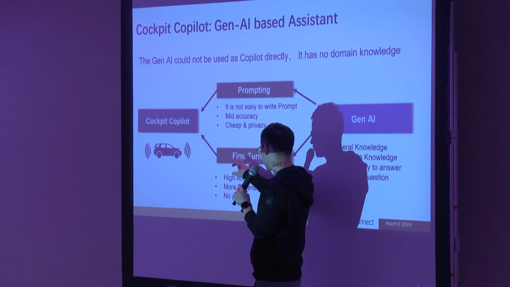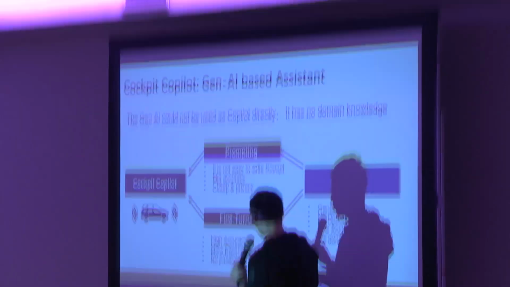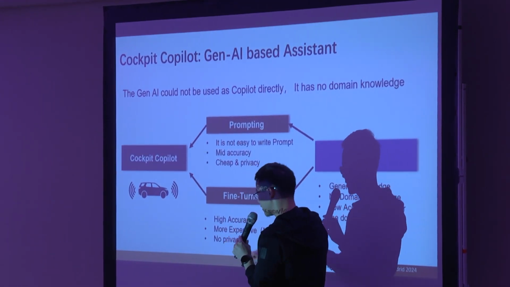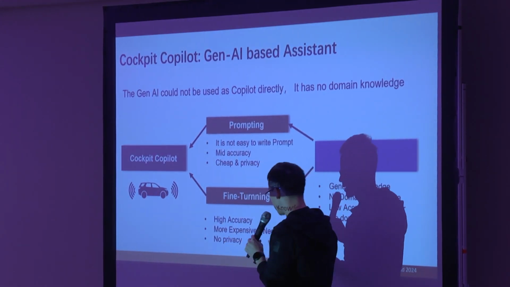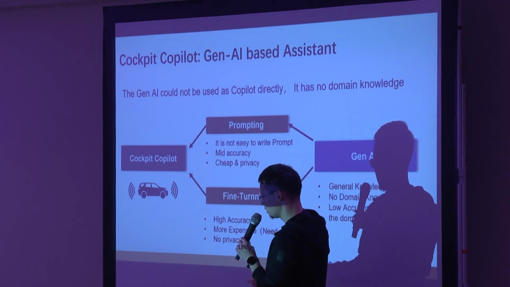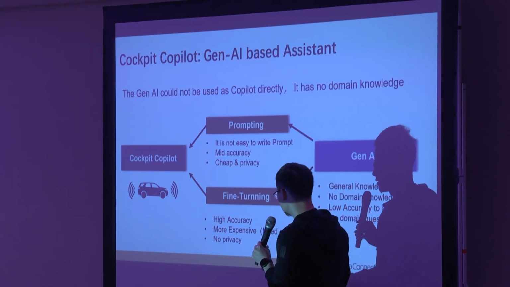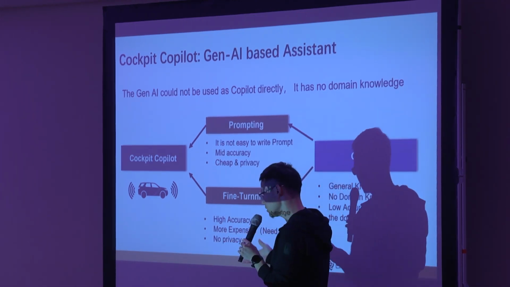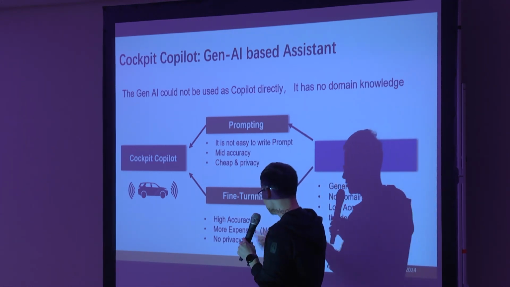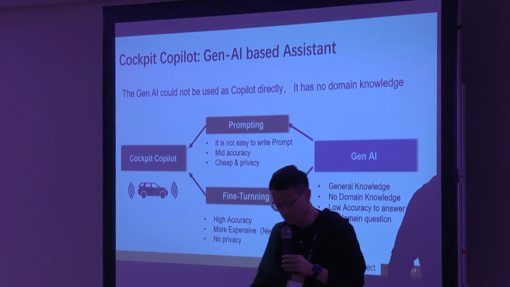But if you want to use fine-tuning to transfer the model to the copilot, you have 3 features. First, high accuracy. Fine-tuning the model looks like retraining the model. It will be high accuracy. And it's more expensive because you need to retrain, you need more GPU, you need your server. So it's not cheap. And then there's no privacy because your data will be trained in the general AI together. It means that the general AI gets your private data. So that's the difference.